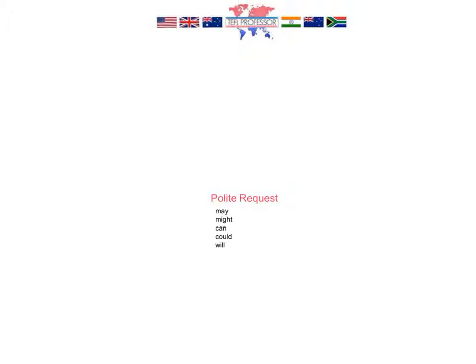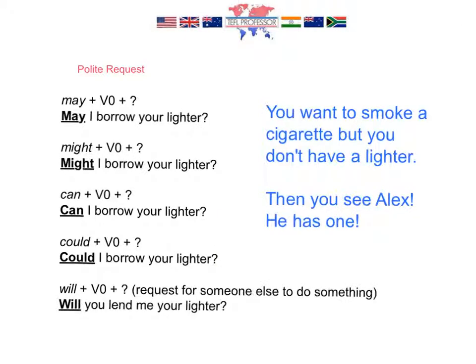Next is polite request, requesting something in a polite way. May, might, can, could, or will. So you want to smoke a cigarette, but you don't have a lighter. Then you see Alex. Alex smokes 5 cigarettes a day, as we talked about, so he obviously has one. We want to be polite. You might not know Alex, so these polite requests are done in formal situations with someone you don't know very well, something along those lines.